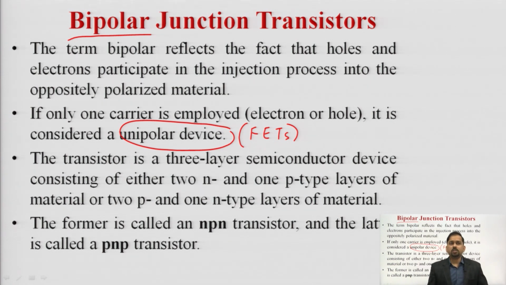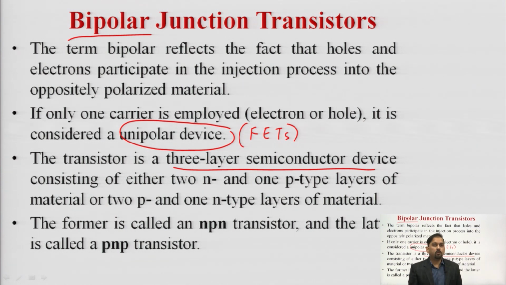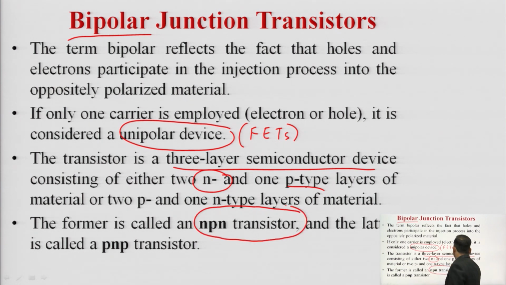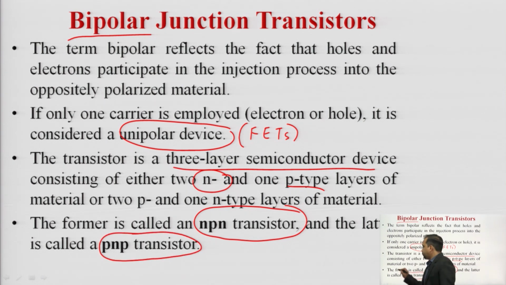Now, this transistor is a 3-layer semiconductor device consisting of either 2 n type and 1 p type, or we can say 2 p type and 1 n type material. Based on this, if we use 2 n type material and 1 p type, then it is known as an NPN transistor, and the latter one is known as the PNP transistor. We will see in the working that in an NPN transistor the major contribution is due to electrons, and in PNP the major contribution is due to holes.